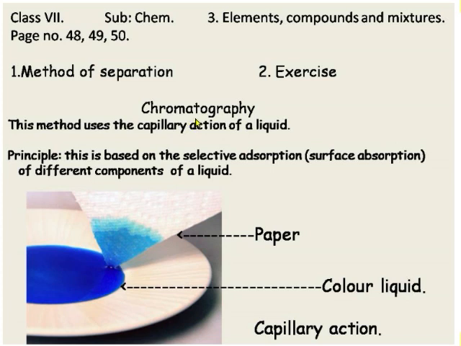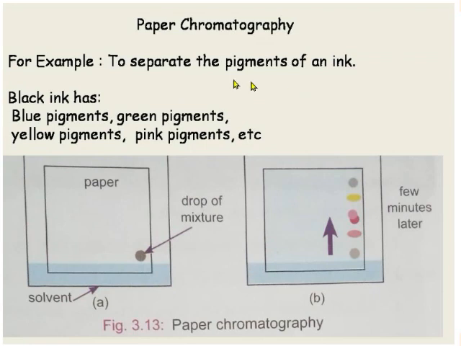Now let us understand the principle of chromatography. This is based on the selective adsorption of different components of a liquid. Different components have different adsorption. Adsorption is surface absorption. When the absorption is done on the surface, it is called adsorption. Let us understand chromatography with an example. Suppose we have to separate pigments of an ink, different pigments of an ink.